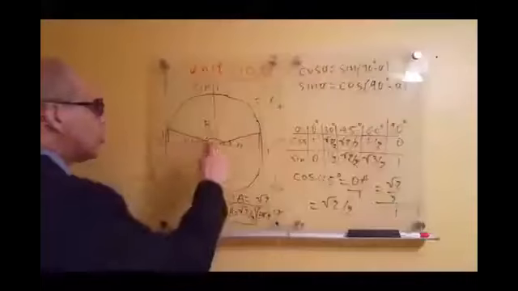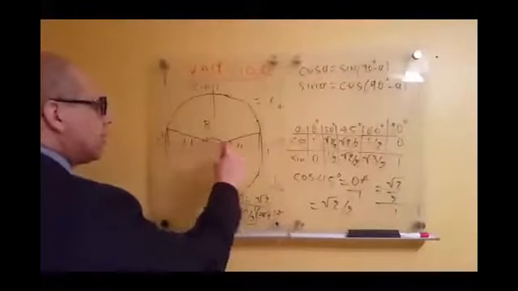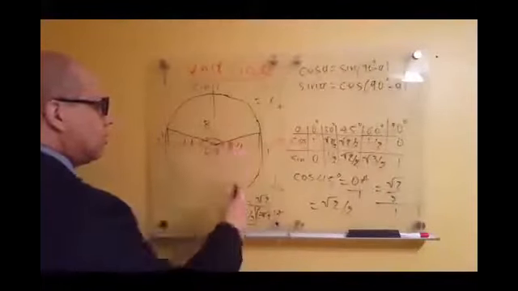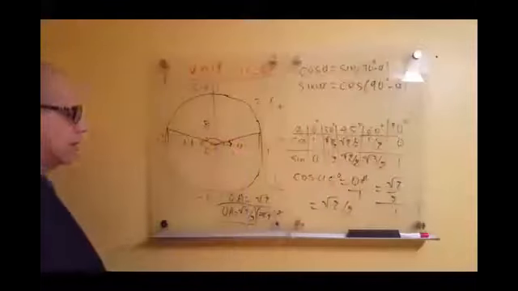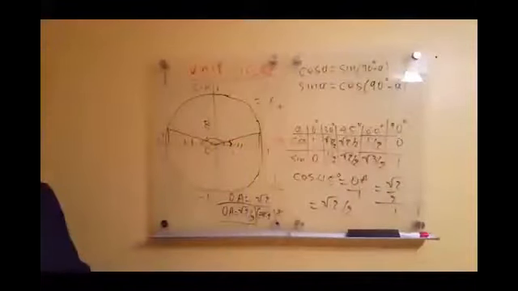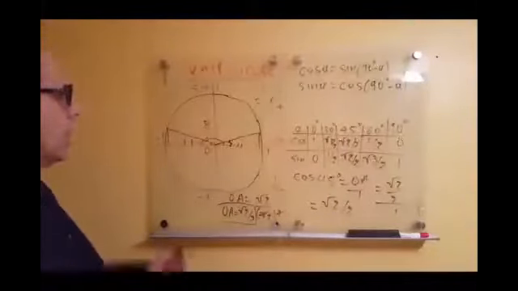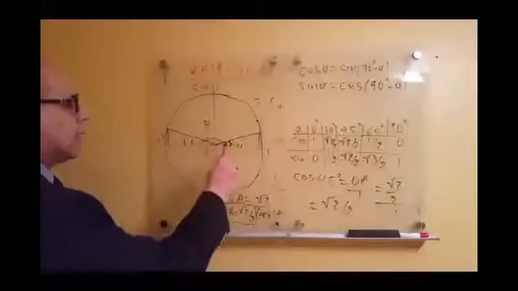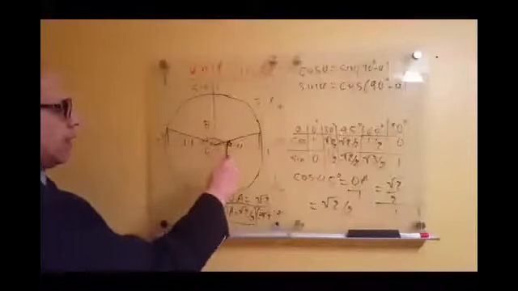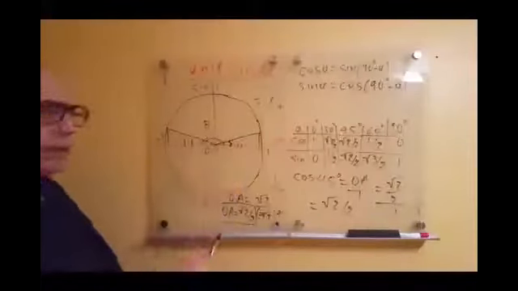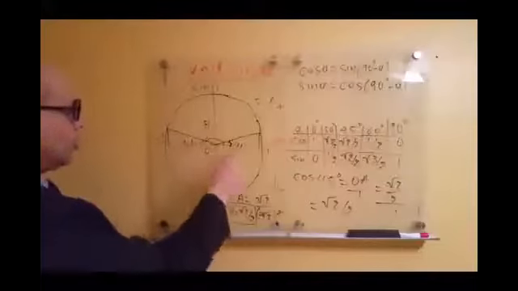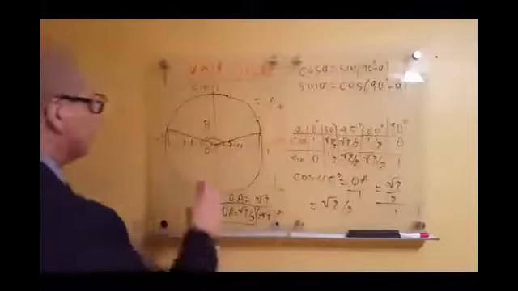And of course, these two angles, like this angle and this small angle here, are angles that sum up to 180 degrees. So that means that angles that sum up to 180 degrees have opposite cosines.